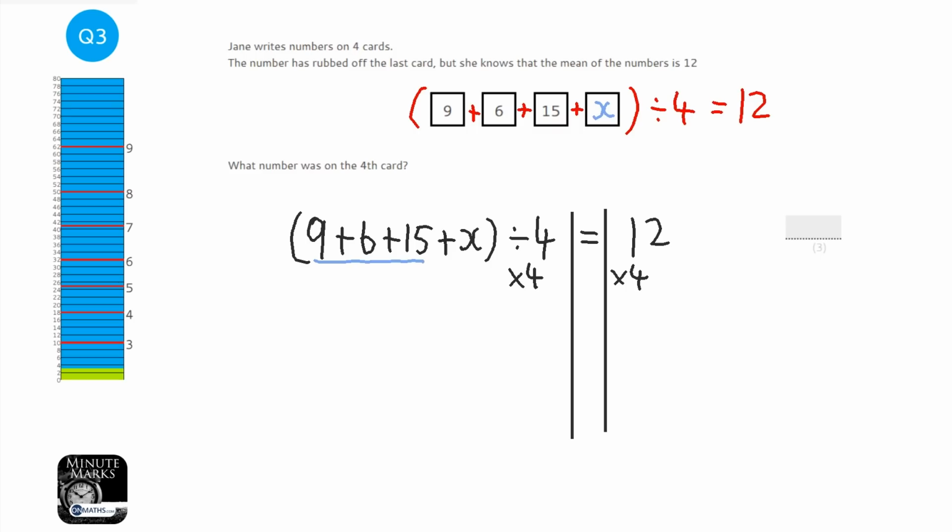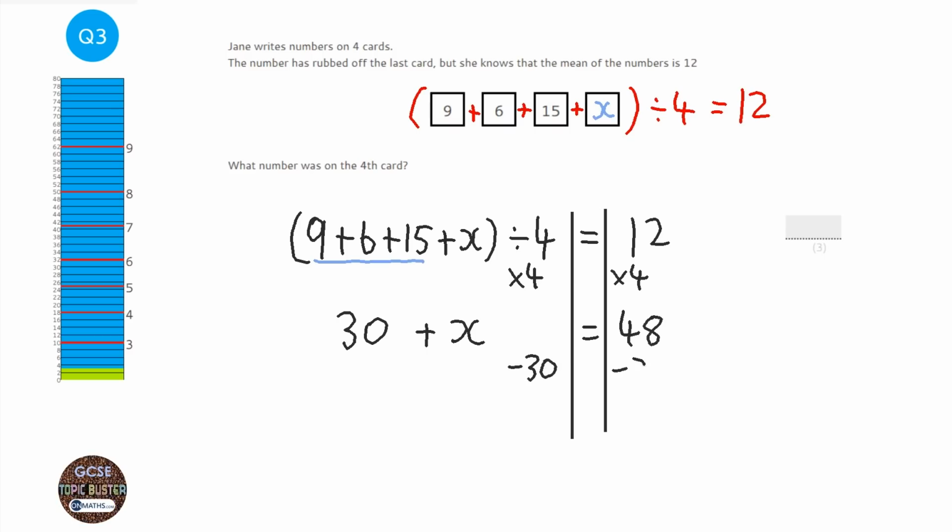So 15 plus 6 is 21, 21 plus 9 is 30. So 30 plus x, and we've got rid of the divide by 4 because we've timesed it by 4, equals, and then 12 times 4, which is 48. Okay, next thing to do is take away that 30. So we've got x equals 18.